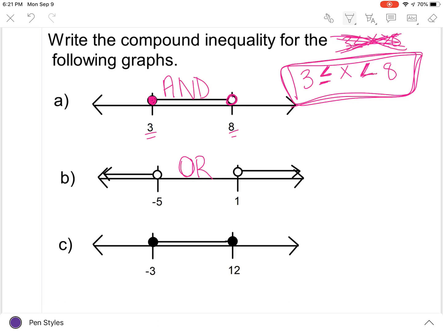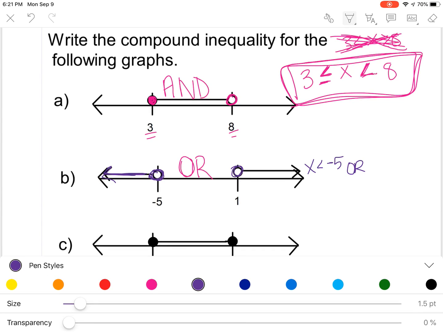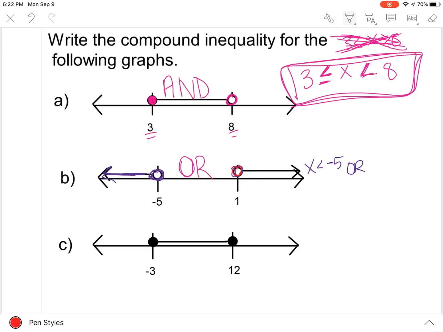Let's look at letter B. This is an OR inequality, so I'm going to write OR because I know that that's part of my final answer. So I'm just looking at this arrow right here. Well, this is saying that my values are less than -5. So x, whatever x is, needs to be less than -5. Or over here, we have an open circle on 1. So x needs to be greater than 1. Well, x is less than -5, or x is greater than 1. And those are our answers.